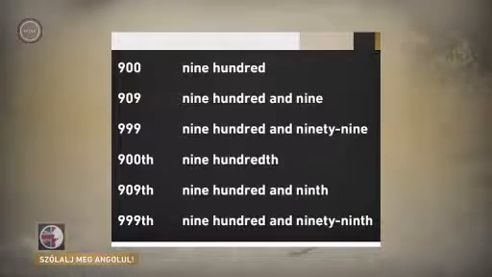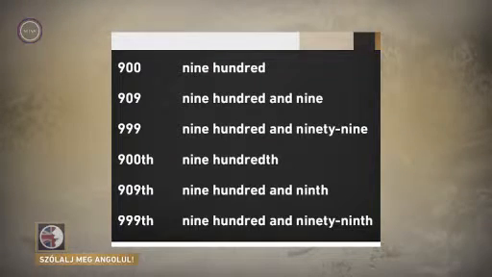Okay, good. Now today, it's time for us to take another step. It's time for us to look at the next level of numbers. And the next level is the thousands. Okay, so we know that we put the word and before the last two numbers when we're dealing with numbers above 100. So this means that we know that 900 is 900, 909 is 909, and 999 is 999.